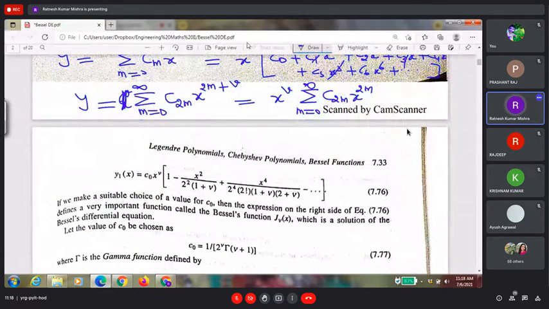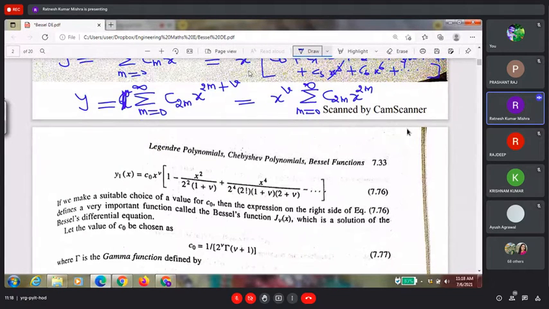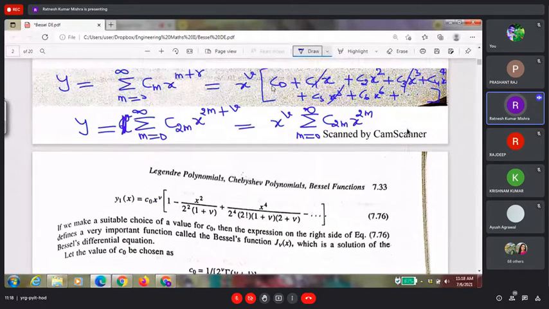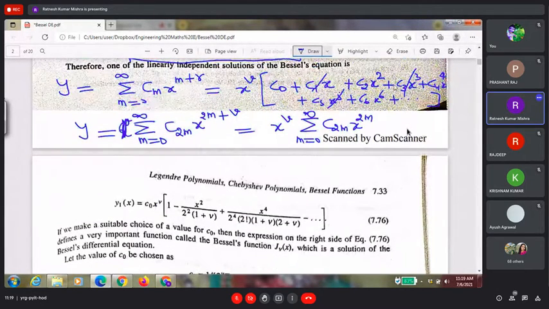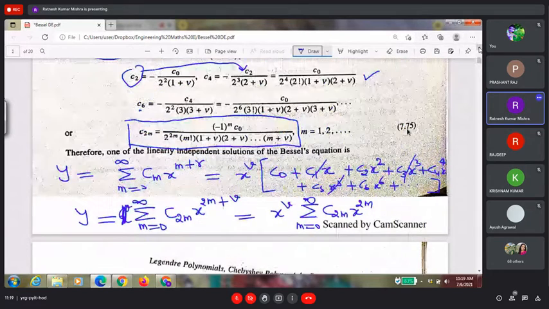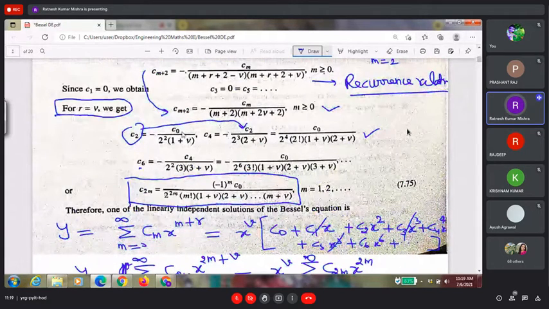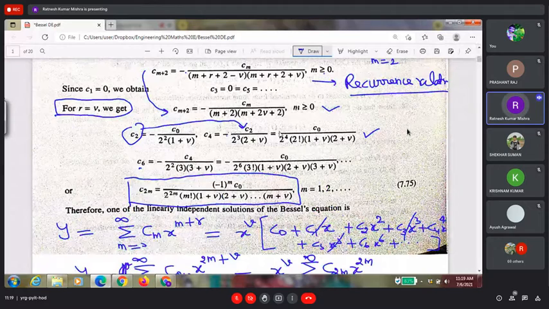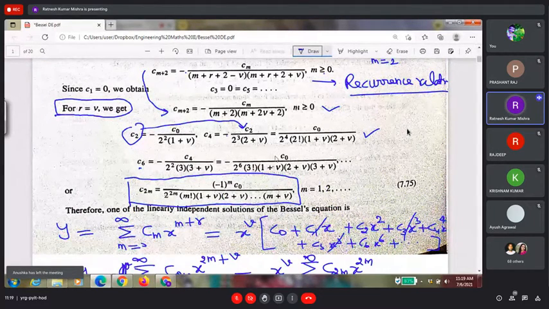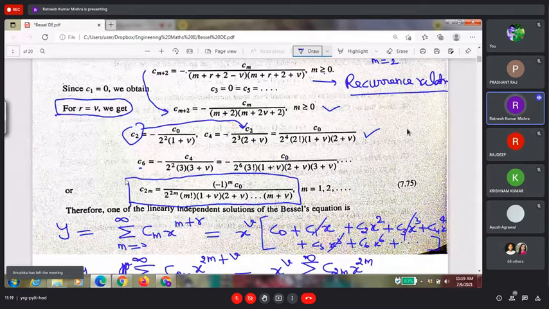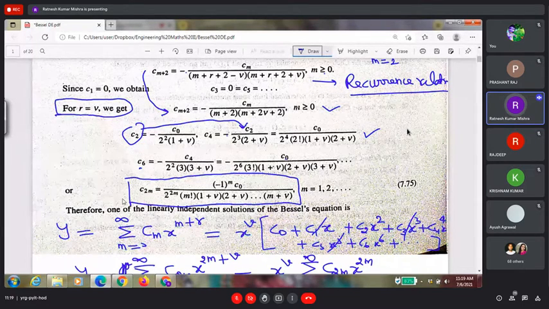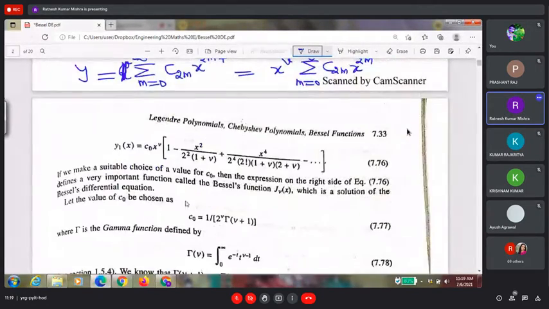x to the power v is common outside of this one, and every term C2, C4, etc. We can write C2 in terms of C naught, C4 in terms of C naught, C6 in terms of C naught. So we can see that C naught is common in every Ci. So take C naught common: C naught x to the power v and the rest we write like this.